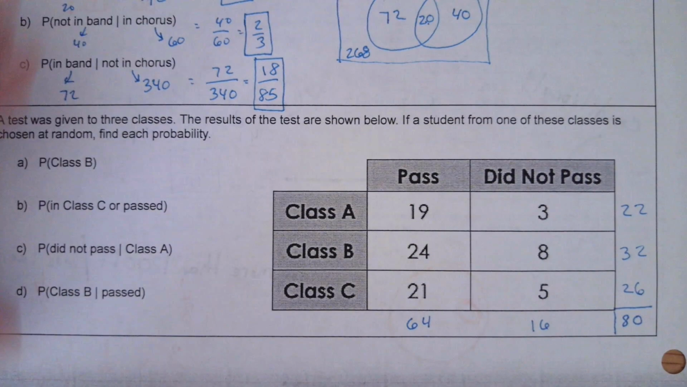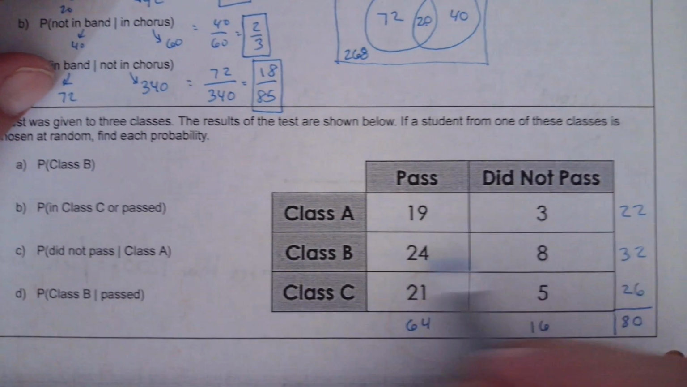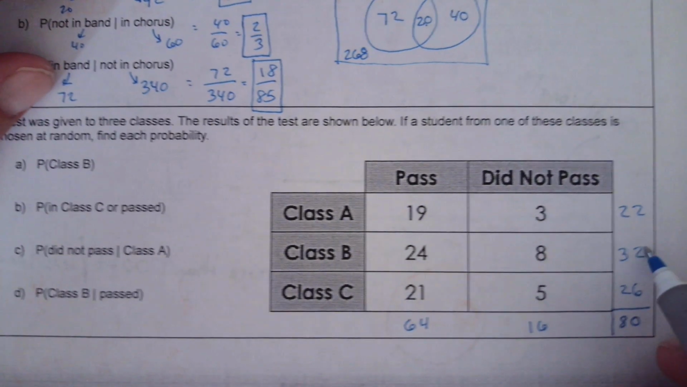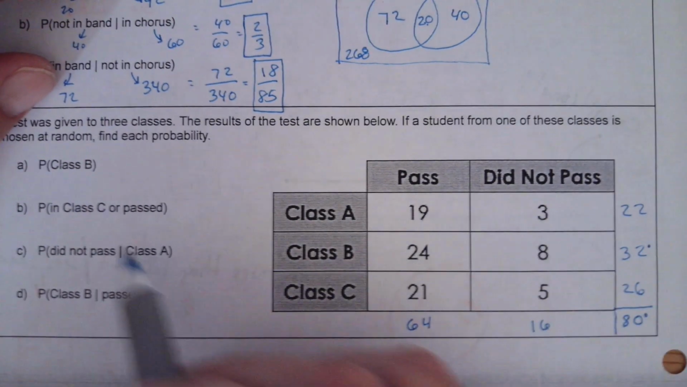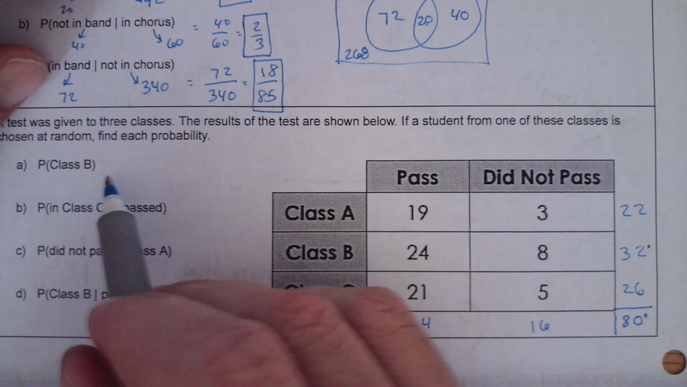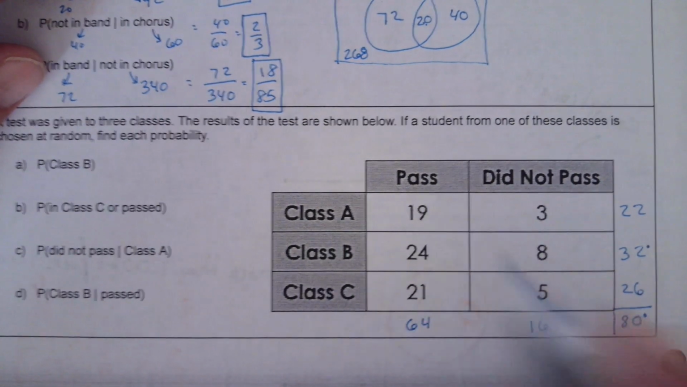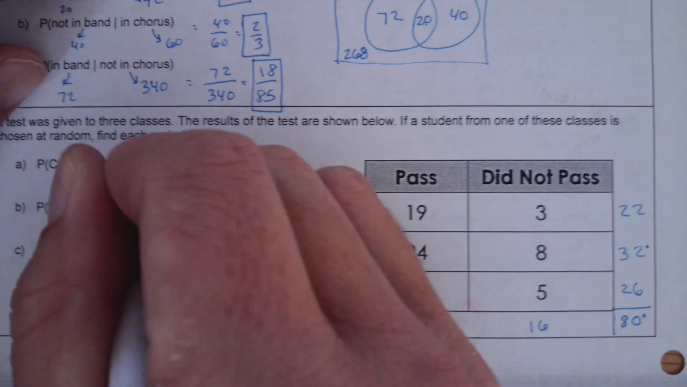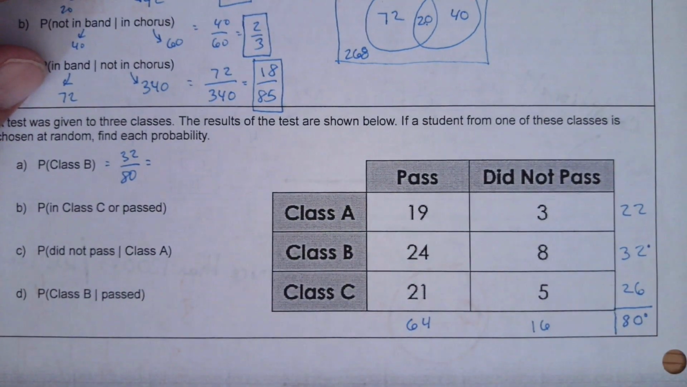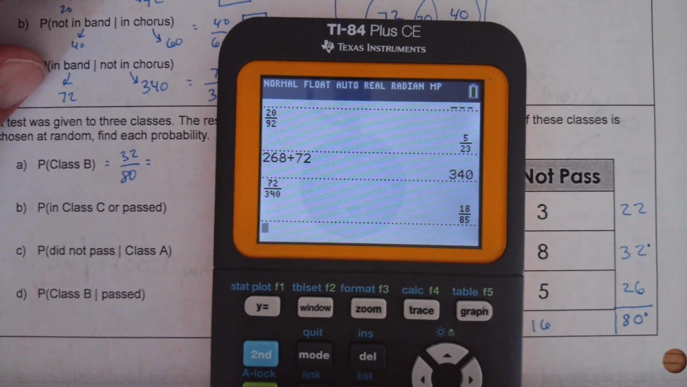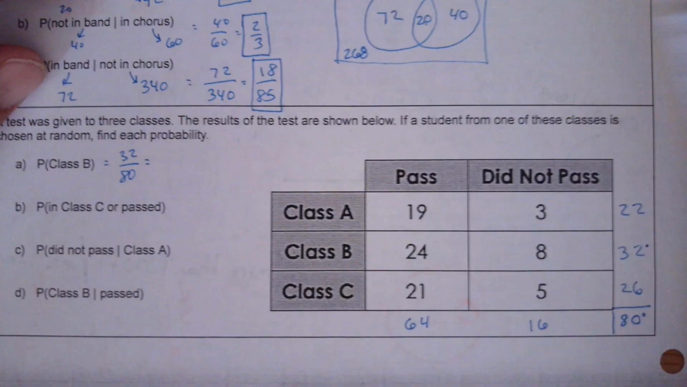All right, so now what's the probability of being in class B? How many total are in B? Well, that's 32. How many total do we have? 80. It doesn't say given, it doesn't say or, it just wants to know what's the probability of being in class B. Well, there are 32 students out of the 80. So even though we've been doing a lot of conditional, we cannot forget our basic probability. So we've got 32 over 80, so 2/5.